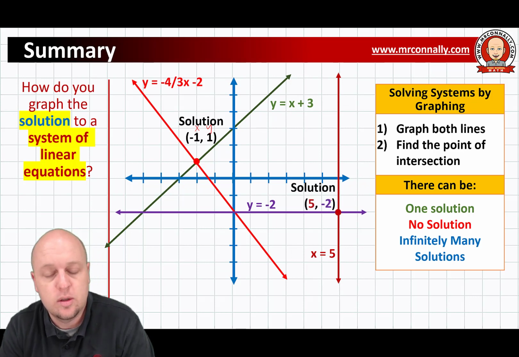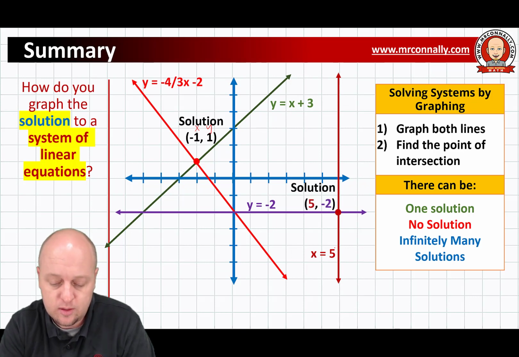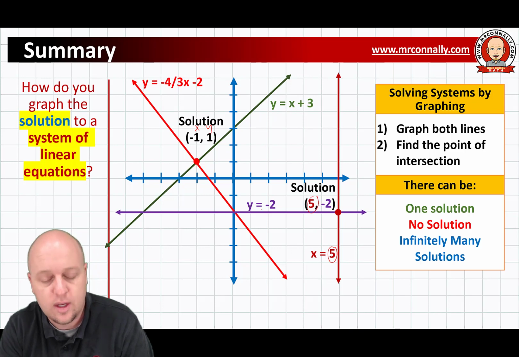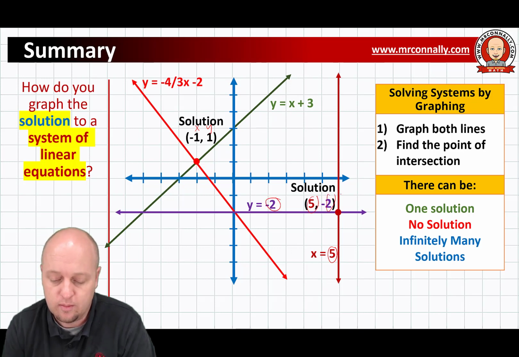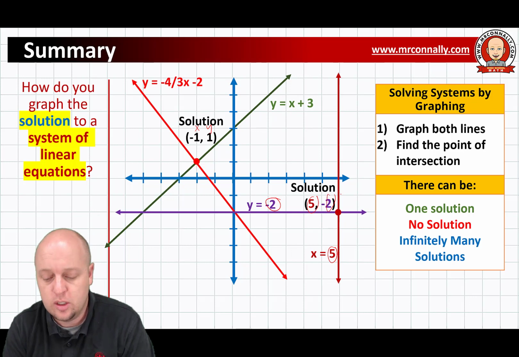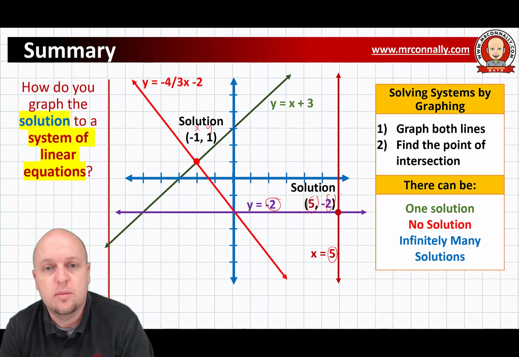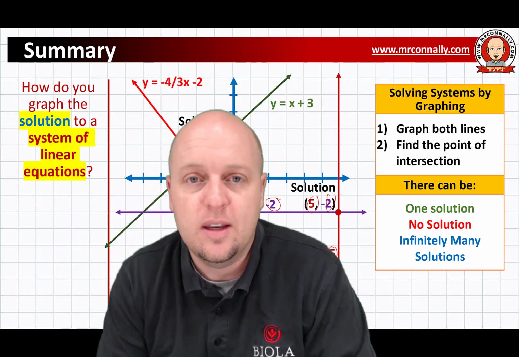Okay, it doesn't matter if we're doing horizontal or vertical lines. They also have a solution, which is a little bit easier. You'll notice that the x is just the x value and the y is just the y value. Okay, remember there can be one solution, no solution in the case of parallel lines, and infinitely many solutions if it turns out they are both the exact same line. Okay? All right, keep that in your notes.